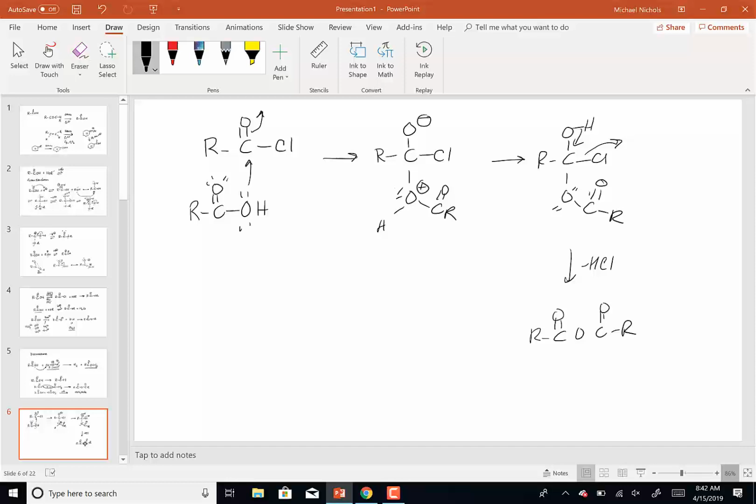Okay, but we've done this before. You attack the carbonyl, pair of electrons comes back down, kicks something out. We're going to do this so many times. That's how these reactions occur. All right, so that's what happens if I take a carboxylic acid and react it with a chloride. I can make the anhydride. What else can I do?